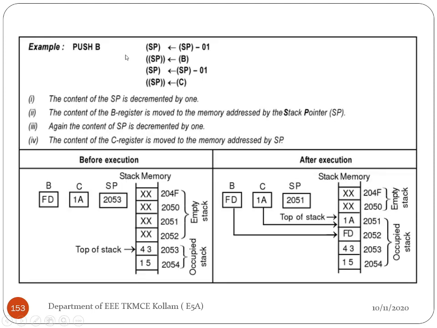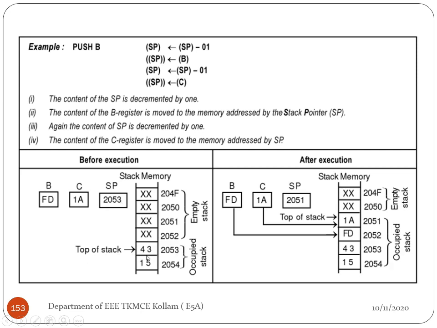Let's consider another example. Here, before execution of this instruction, the content of B and C was FD and 1A respectively, and the stack pointer is pointing to location 2053.